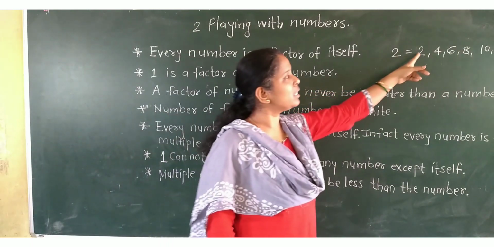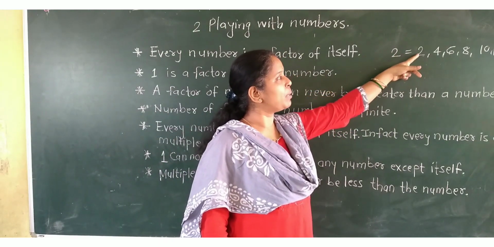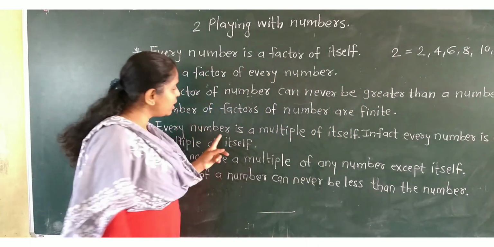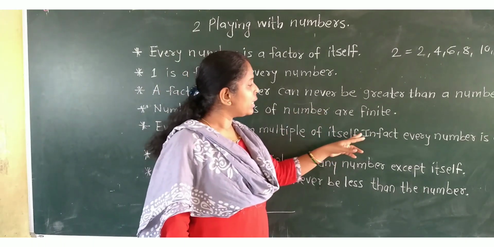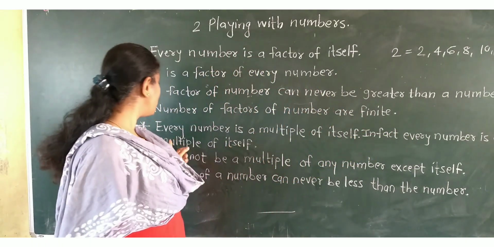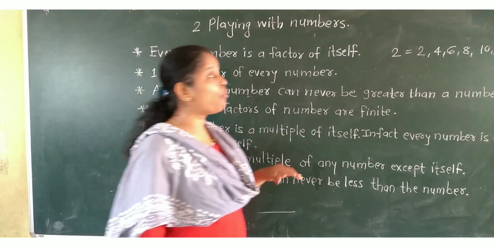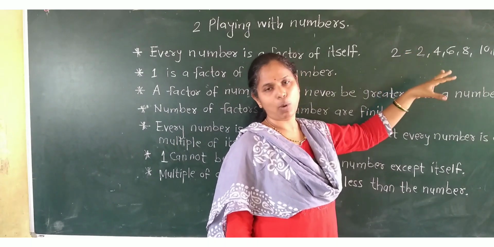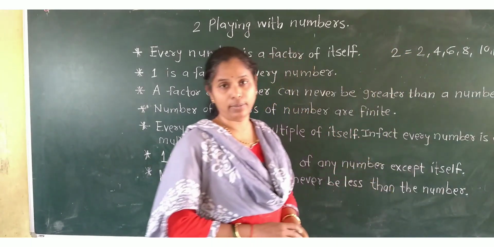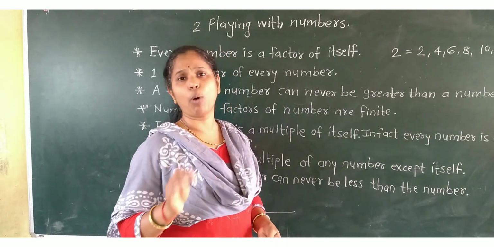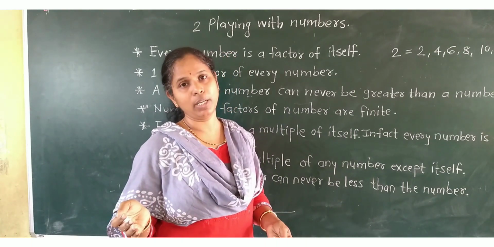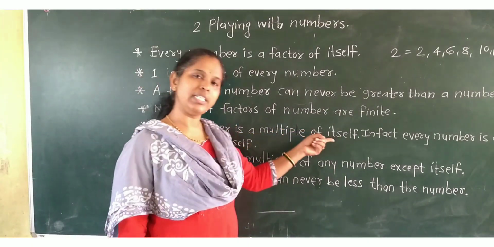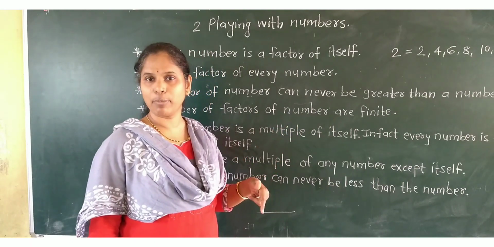See here, you can see in this, 2 is a multiple, these are multiples. 2 is a multiple of 2. Got it? So like that only, every number is a multiple of itself. In fact, every number is the smallest multiple of itself. If I ask you what is the smallest multiple of 2, then the number itself, 2 is the smallest multiple of 2. And if I ask you what is the smallest multiple of 3, your answer will be 3 only, because every number is a multiple of itself and in fact it is the smallest multiple.